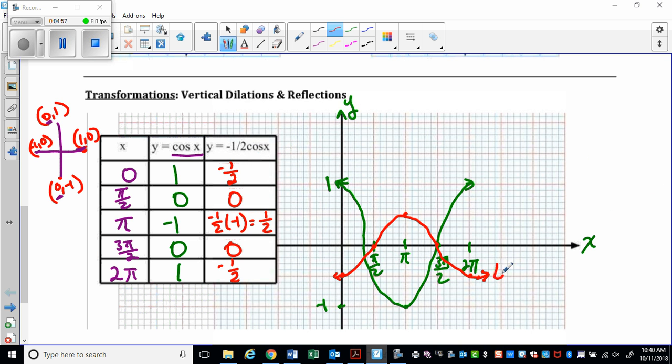So our amplitude on this one is equal to 1/2. Remember, that's the distance from our midline or our line of symmetry to the max or the min. That's going to be 1/2. So that's what the 1/2 does. If the number in front of my cosine is negative, that's just going to flip it across the x-axis. Okay, so it started at 1, now it's going to start at negative 1/2.